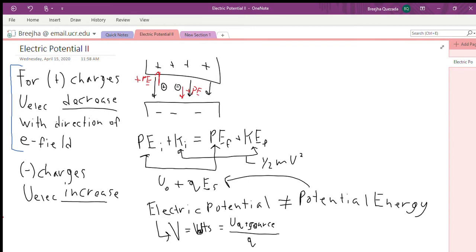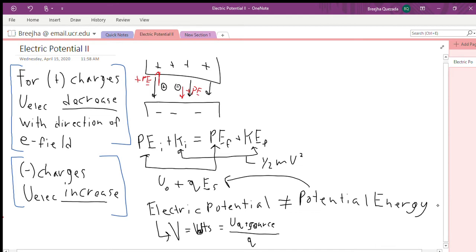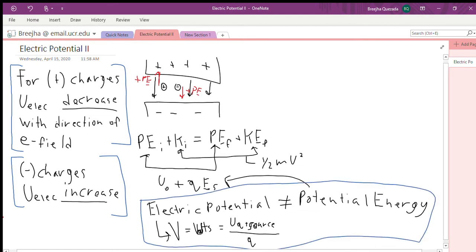And then for the opposite situation, negative charges, the potential energy tends to increase. And this actually highlights the most important concept that I wanted to remind you of, which is that electric potential and electric potential energy are not the same thing. Though they might sound similar, they have completely different equations and they do relate to one another, but getting them confused is probably one of the most common mistakes that I see.